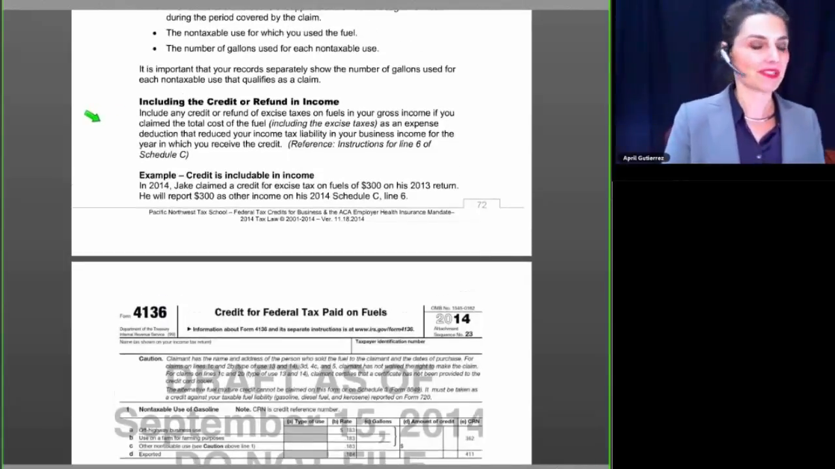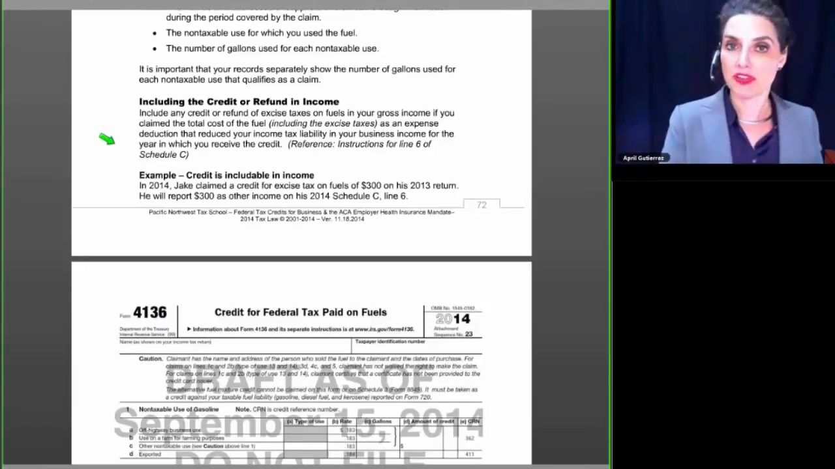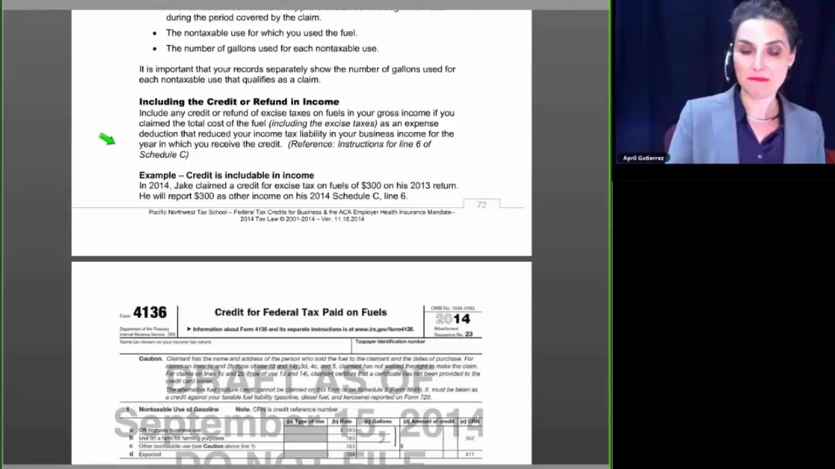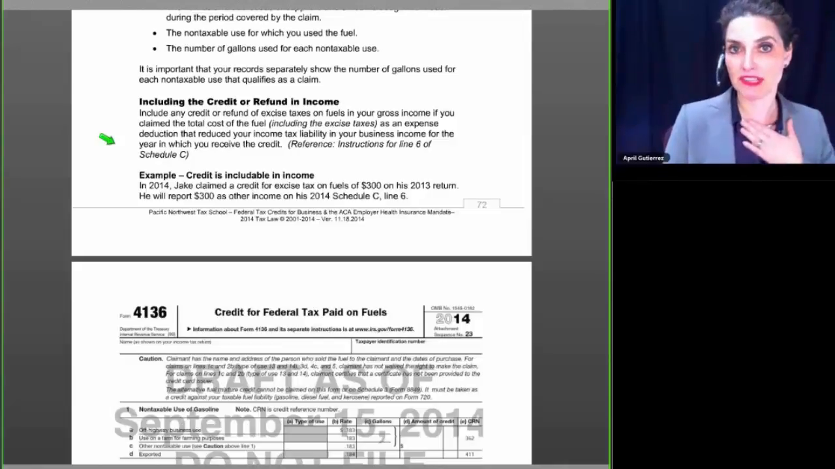So here's how it works. You go to the gas pump and you buy the fuel. You then claim a deduction for the cost of the fuel you buy. When you file your tax return, you claim a credit for the tax that you paid on that fuel, and that credit comes back to you as a refund. Well, you've now got money coming back to you that you previously claimed an expense deduction for.